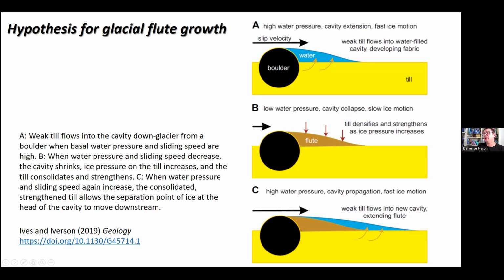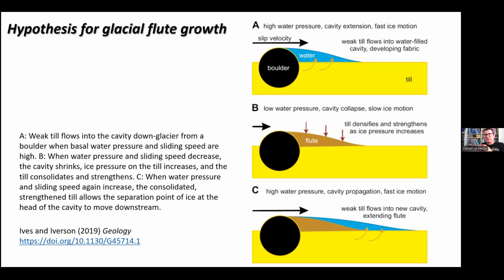There's also water in the cavity, and over time, a bit like in the pressure shadow in a metamorphic rock, you would have, for example, in a deforming rock, a garnet, you have a pressure shadow, and minerals tend to accumulate behind that. And so this is the same process happening in a flute. And over time, what happens is that the water gets squashed out and the till, this unsorted material, gets compacted.